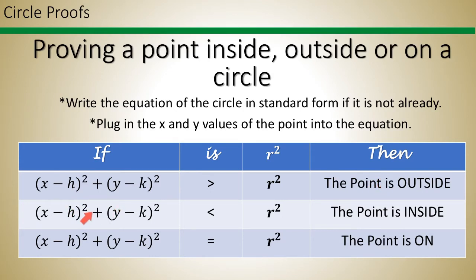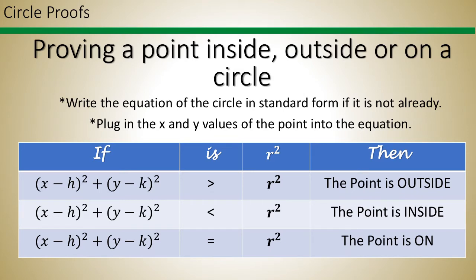When I plug this in, if I get something less than the radius squared, what that's telling me is that the distance is less than the radius. So that means that point will be on the inside of the circle. And then when I plug that in, if it's the same as the radius squared, what that tells me is that my distance is the exact same as the radius. So my point is going to be on the circle.